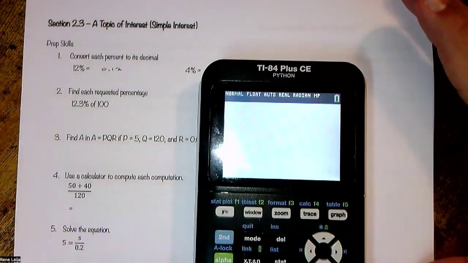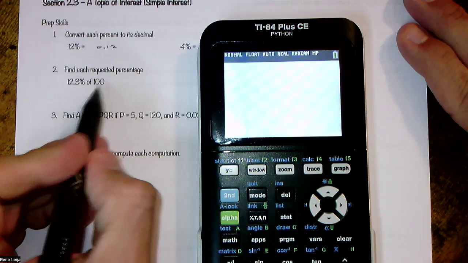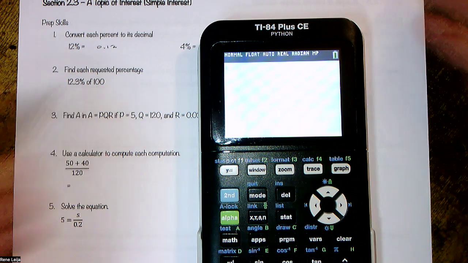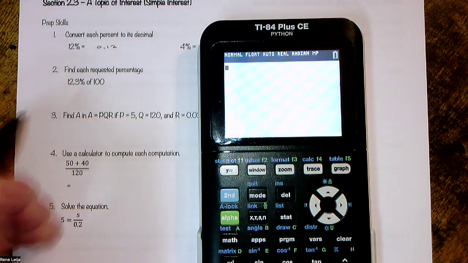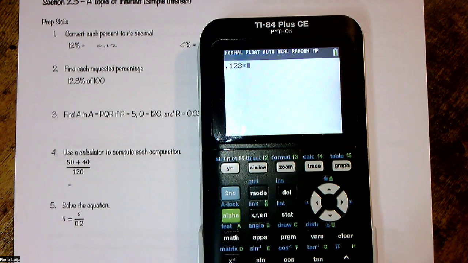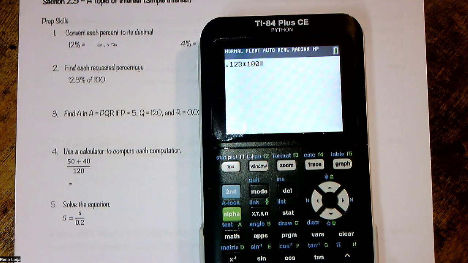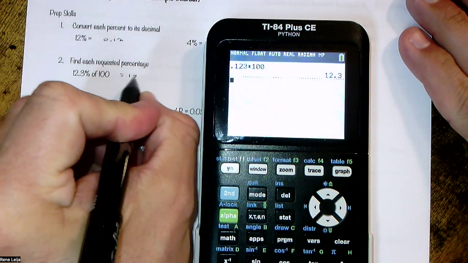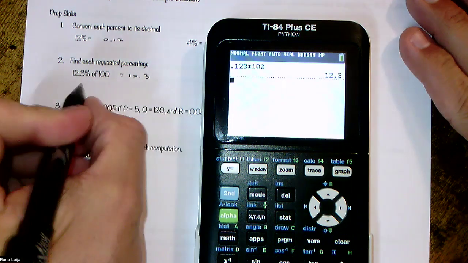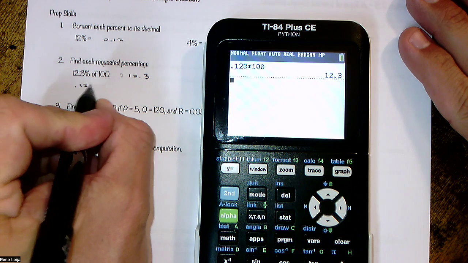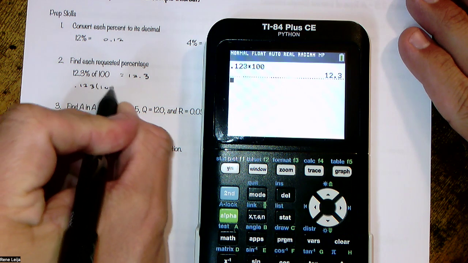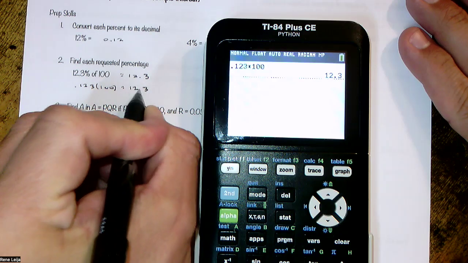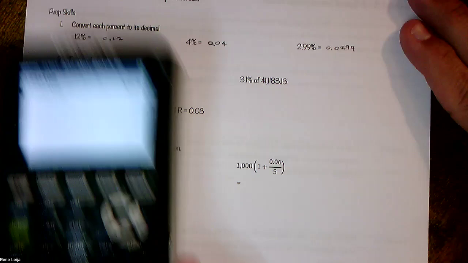So all I'm going to do is make sure I've got my calculator handy. And so when I multiply this out, we're finding 12.3% of 100. So I turn this into a decimal. So that becomes 0.123 times 100. And that's going to give us 12.3. Okay. So all we did was 0.123. The word of means to multiply. We're going to multiply that by 100, and that's where we get the 12.3. Okay. All right. The second one, 3.1%.